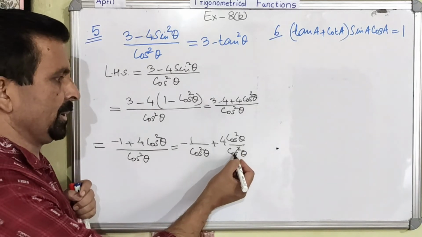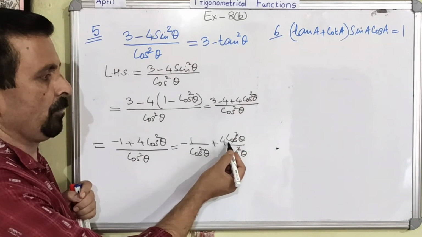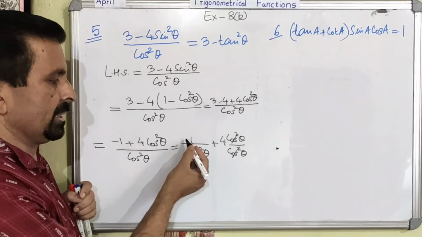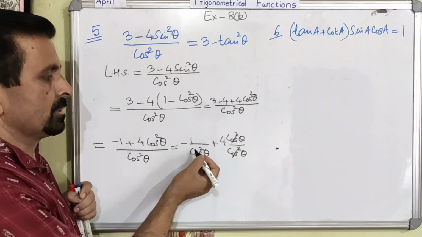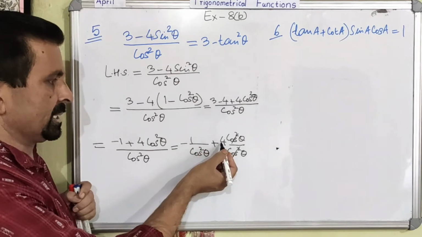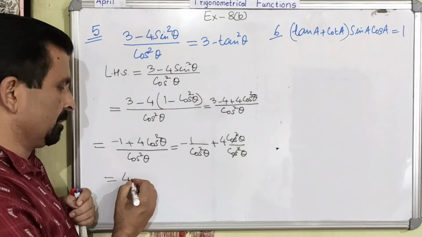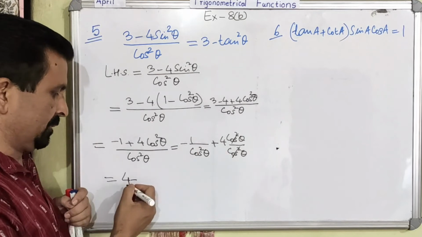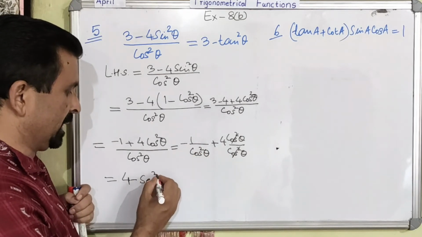So what will happen? As a result, this will be cancelled, right? And this is only 4 now. This is minus 1 over cos square theta, and this is the reciprocal, sec square theta, right? So I can write this as minus sec square theta. This term is positive, so I would like to write this 4 first of all, right? Because I always try to write the first term as positive, therefore I brought it first, and then I'm writing this as sec square theta.